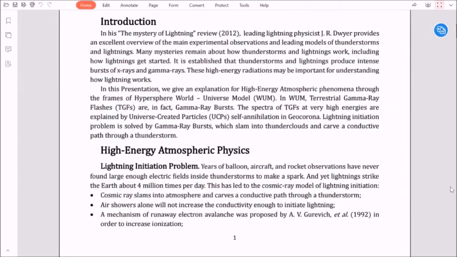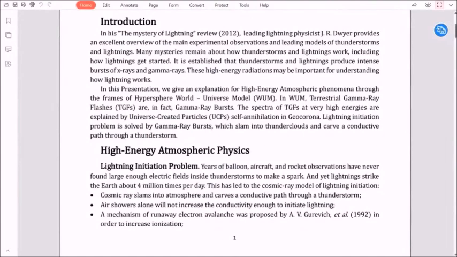In this presentation, we give an explanation for high-energy atmospheric phenomena through the frames of Hypersphere World-Universe Model, in which terrestrial gamma ray flashes are in fact gamma ray bursts. The spectra of TGFs at very high energies are explained by universe-created particles self-annihilation in geocorona. Lightning initiation problem is solved by gamma ray bursts, which slam into thunderclouds and carve a conductive path through a thunderstorm.